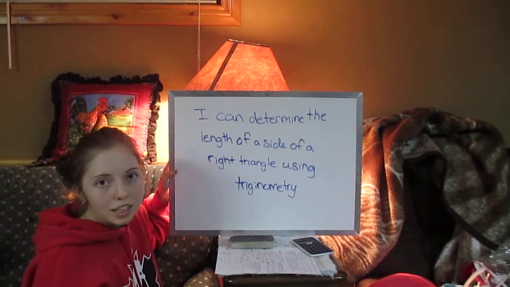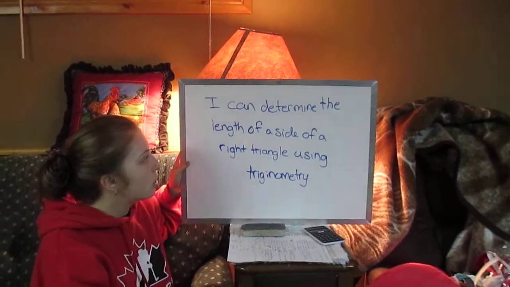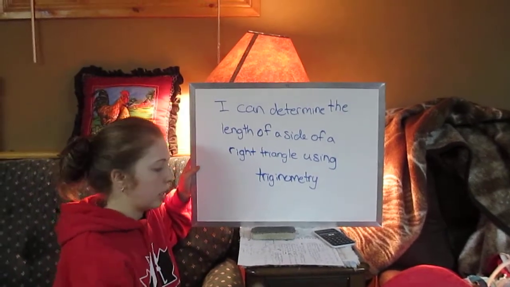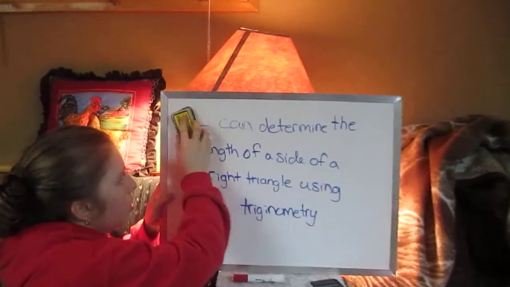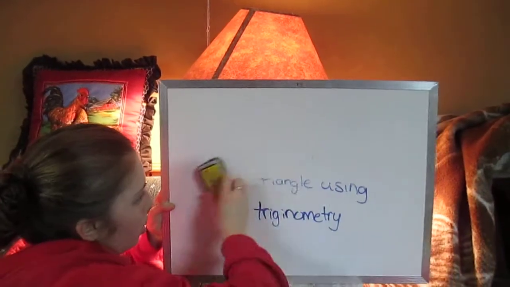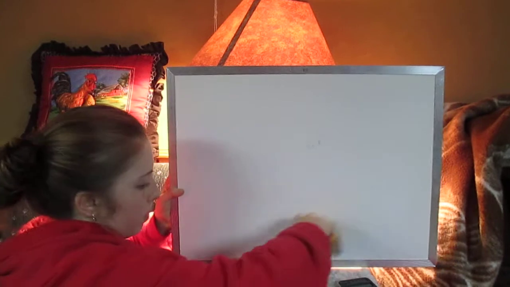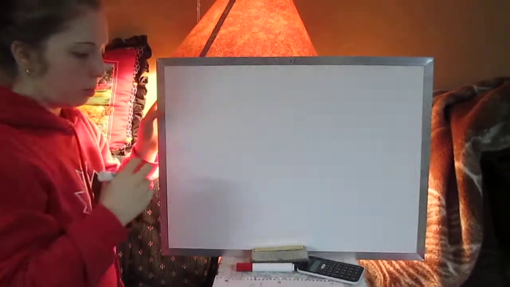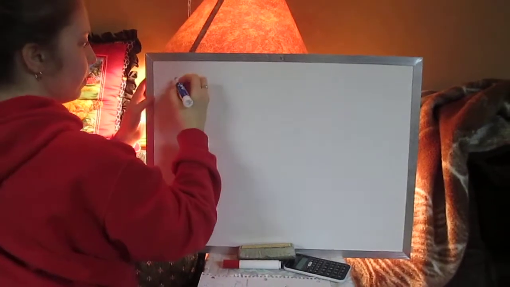Hi, today I'm going to be teaching you how to determine the length of a side of a right triangle using trigonometry. The first step is knowing the names of the three primary trig functions.